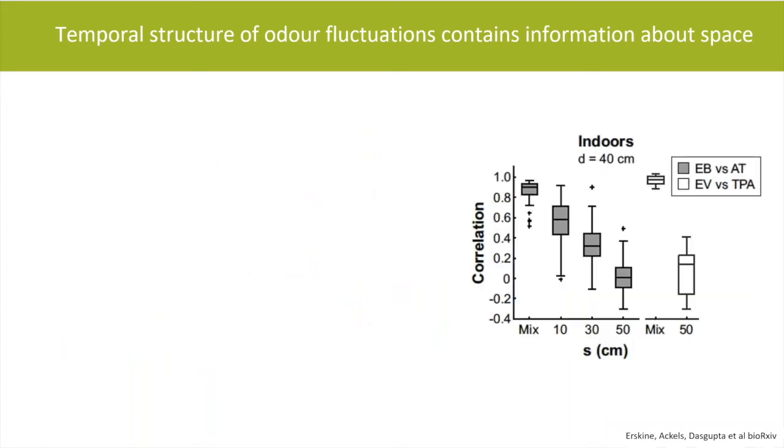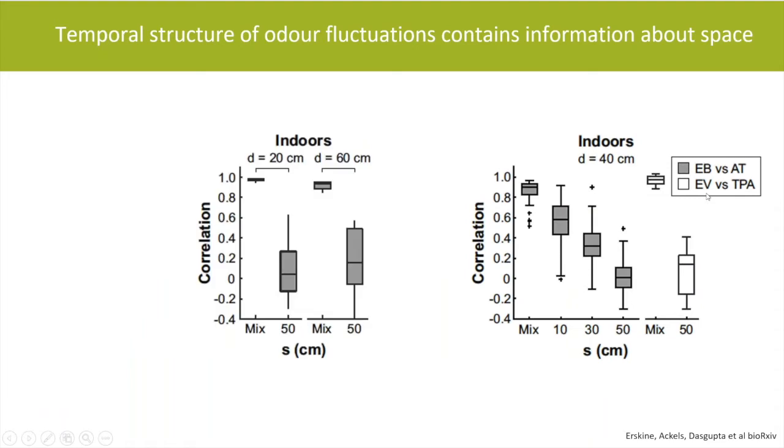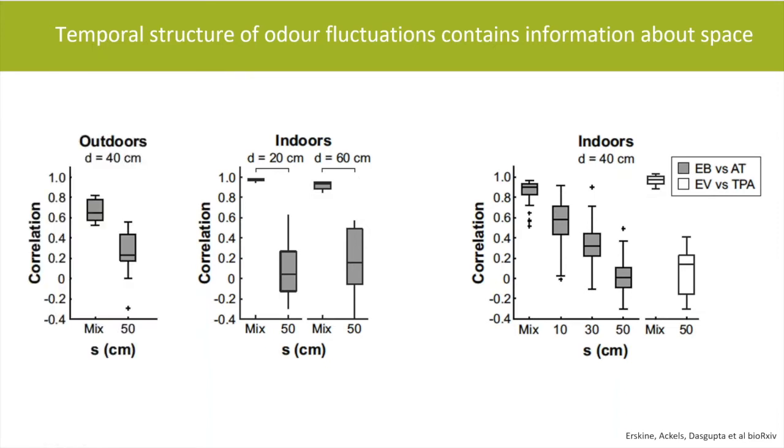We went further and used different odors to test the same thing and did that for different radial distances of 20 or 60 centimeters, as well as in outdoor conditions. In all the cases, what came out loud and clear was that the correlation coefficient between odor plumes might be an important way to understand the difference between two odor sources in a spatial context.